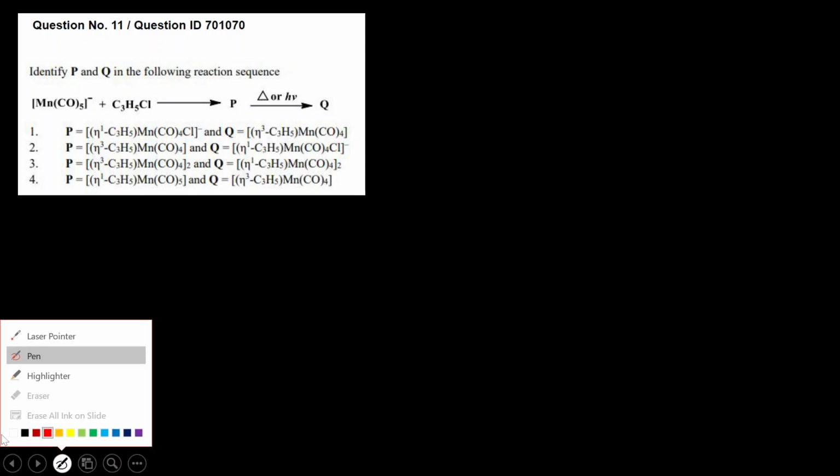Okay, let us see the next one. Identify P and Q in the following reaction sequence. So this is the reaction of metal carbonyls. What is the first step? The first step is Mn(CO)5 minus, and this will react with C3H5Cl. What is C3H5Cl? It is allyl chloride, that is CH2 double bond CH, CH2Cl.